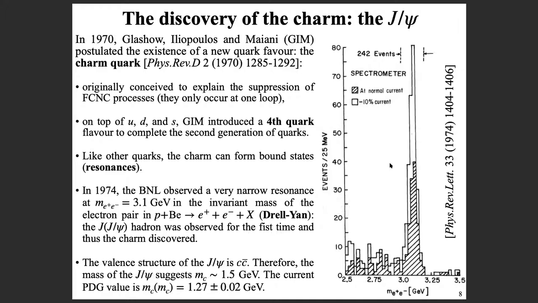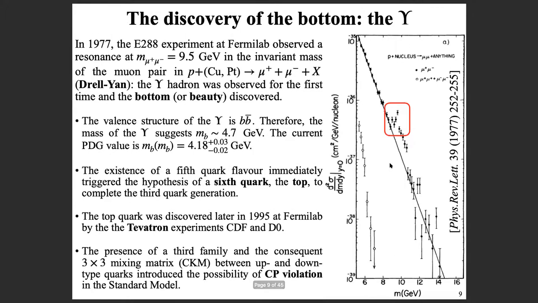Since the valence structure of the J/psi is c cbar, and since the mass of this hadron is around 3 GeV, you expect that the mass of the charm is around 1.5 GeV. In fact, the current PDG value for the charm mass is around there, around 1.3 GeV. Not many years later, in 1977, another experiment, E288 at Fermilab, observed another resonance in Drell-Yan production, this time in proton copper and platinum collisions into mu plus mu minus, this time at around 10 GeV. And actually, that was the first observation of what we now call the upsilon hadron.